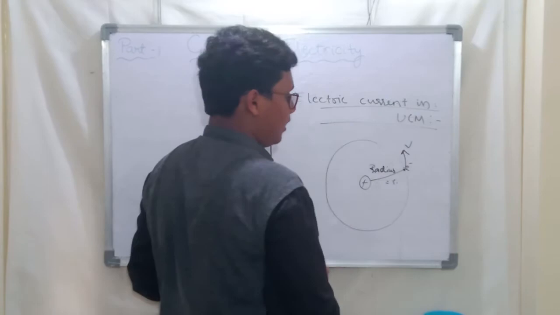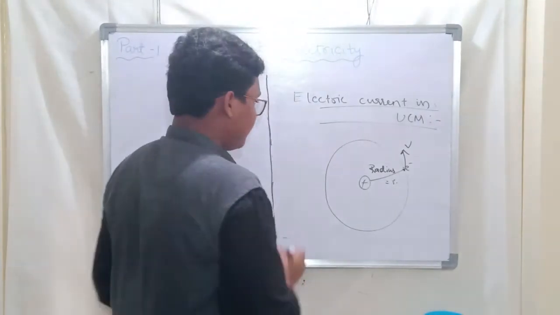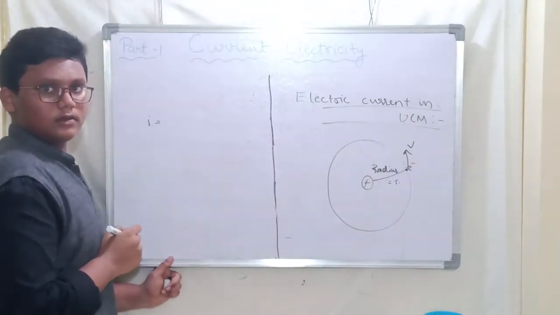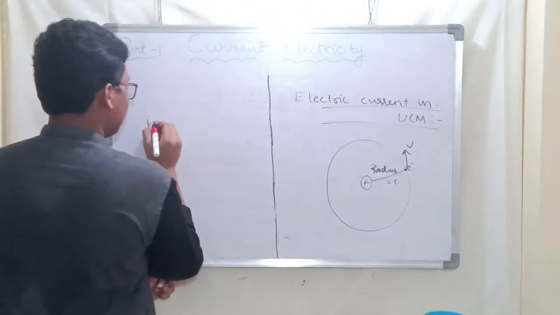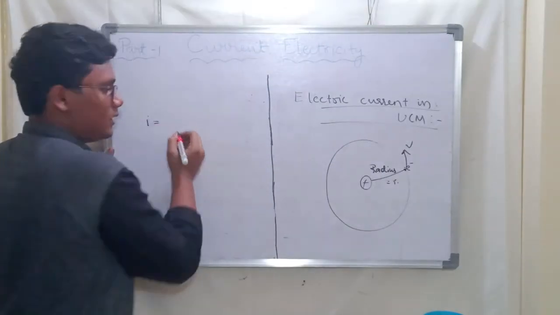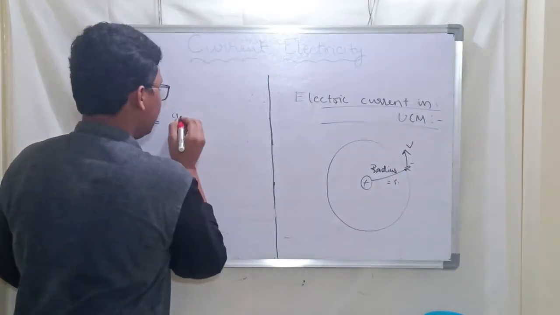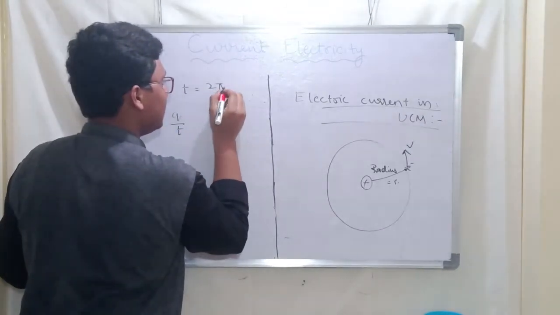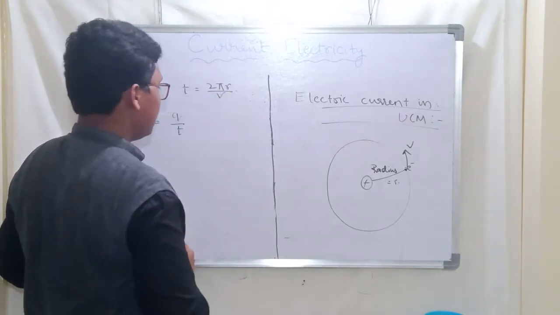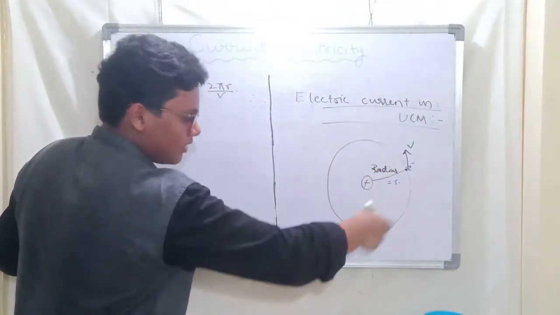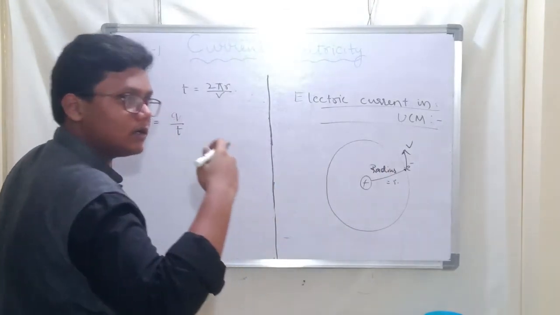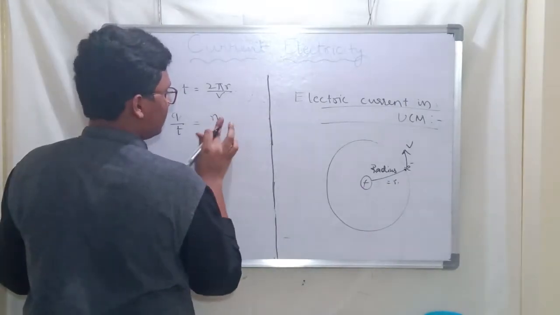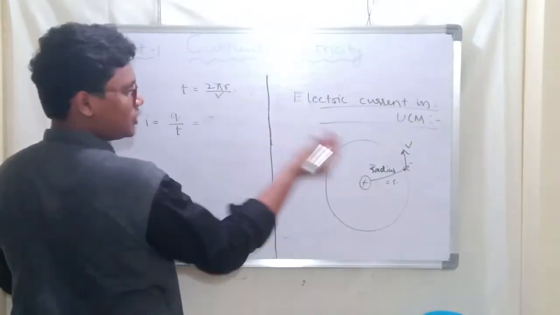The radius is R. Okay, equivalent current. How? I is equal to Q by T, or N E by T. Here, what is T? T is 2 pi R by V, because in circular motion 2 pi R is the distance and dividing by the velocity gives the time. And N is 1, because there is one electron.